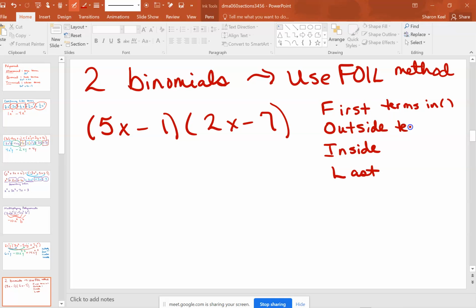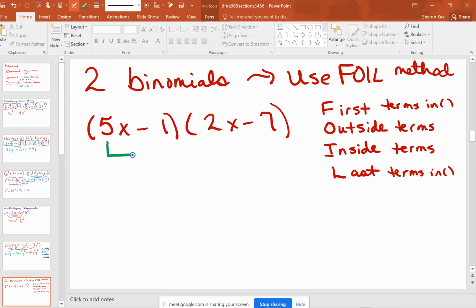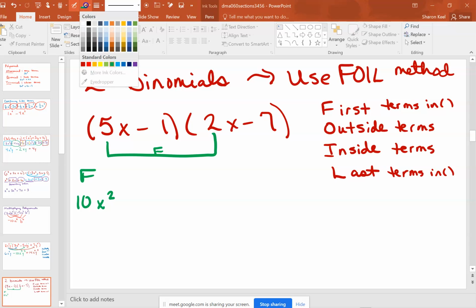Outside would be the outside terms. Inside would be the inside terms. And last would be the last terms in actual parentheses. So we'll label these as we go through. These two would be the first. So we have 5 times 2 is 10. X times x is x squared. So you look at the parentheses, and the 2 in the first part of each parenthesis is the first.